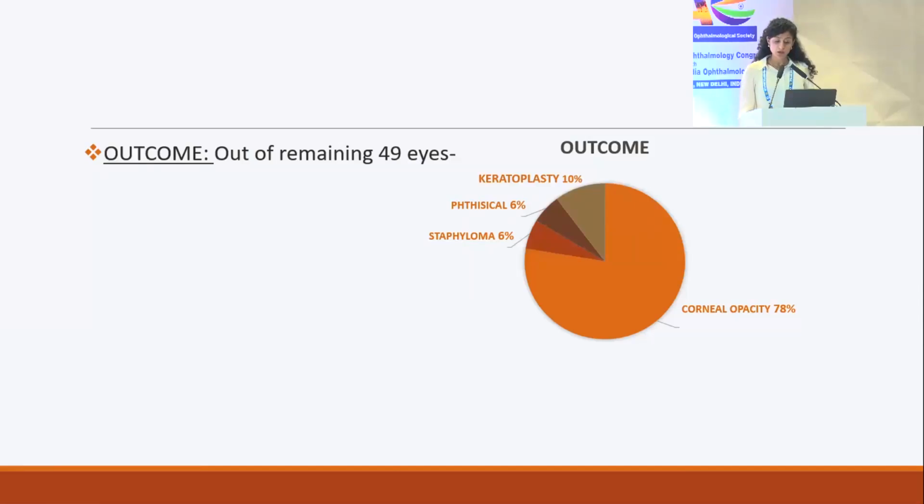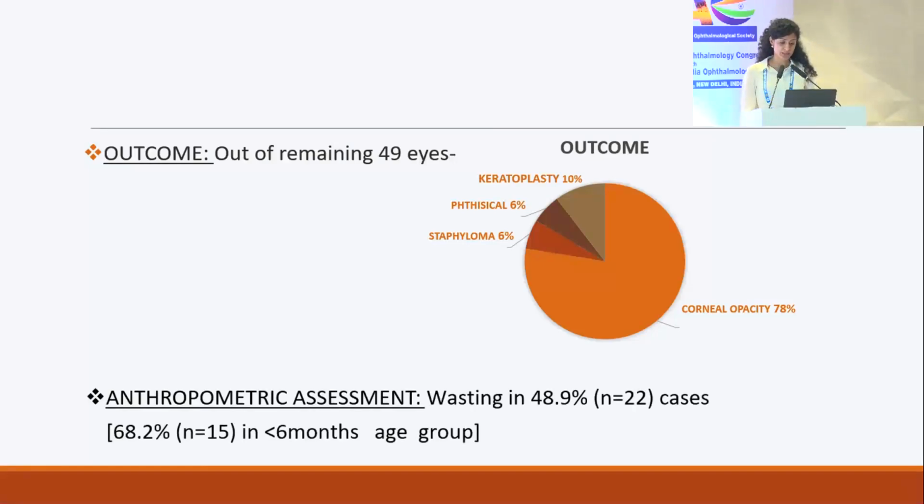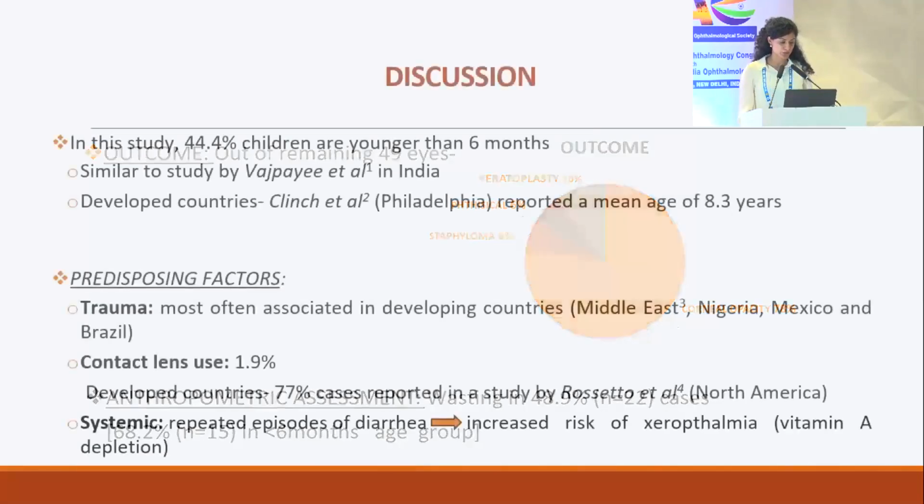The most common outcome reported was corneal opacity. Other outcomes included staphyloma, phthisis and therapeutic keratoplasty, which was done in 10% cases, and wasting was seen in 48.9% cases, out of which 68.2% cases had wasting, which was in less than 6 months age group.